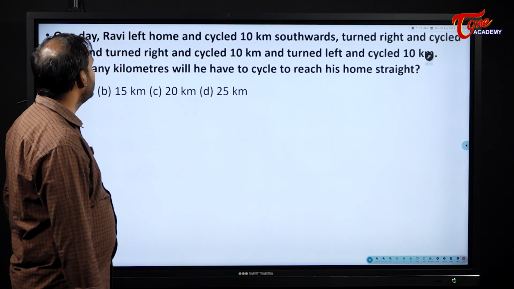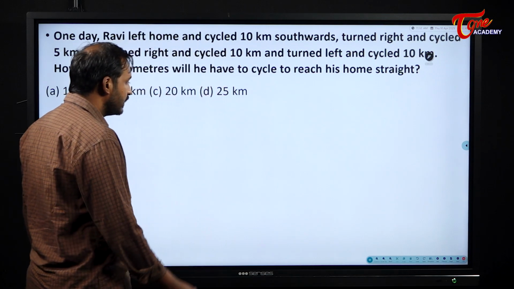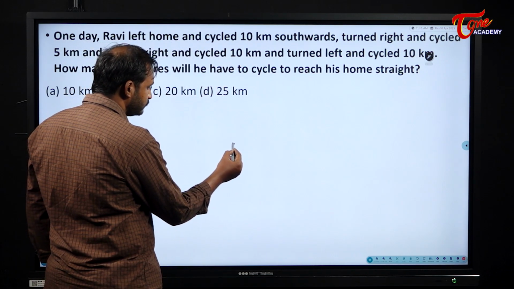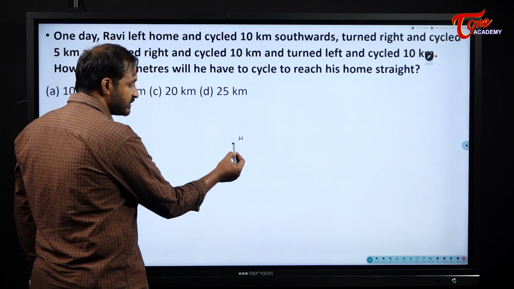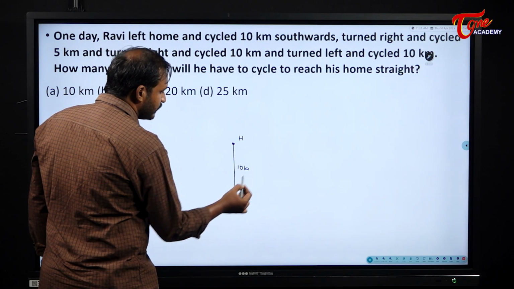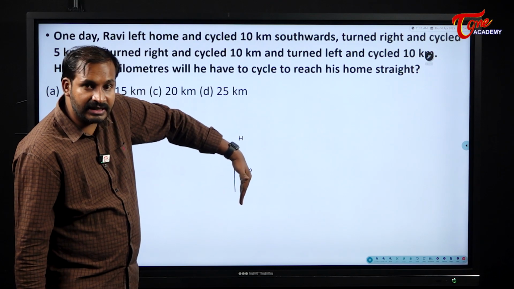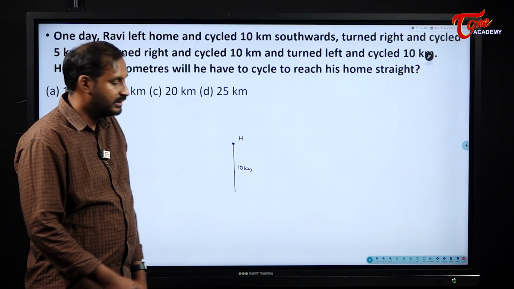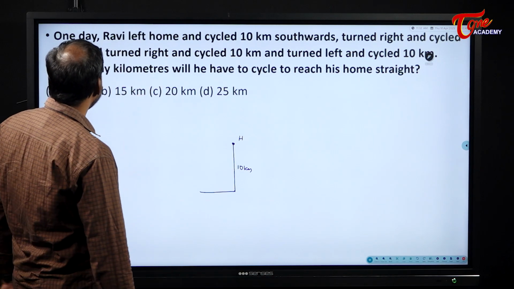Now see here. One day Ravi left home and cycled 10 kilometers southward. Assume this is his home, and he cycled 10 kilometers southward. Southward means what, students? Downward. Next, turned right. The person who is moving in this direction, turning right means what will be the turn right? This is the direction, right? Downward. Turned right and cycled 5 kilometers.